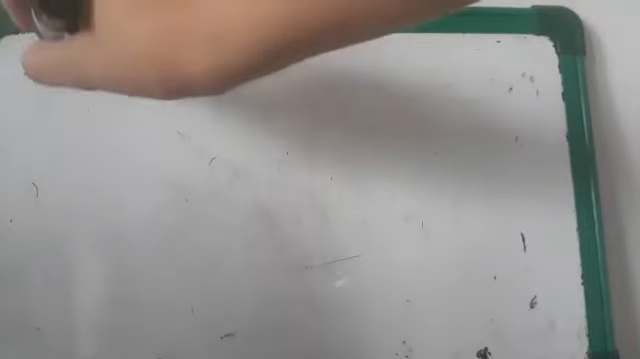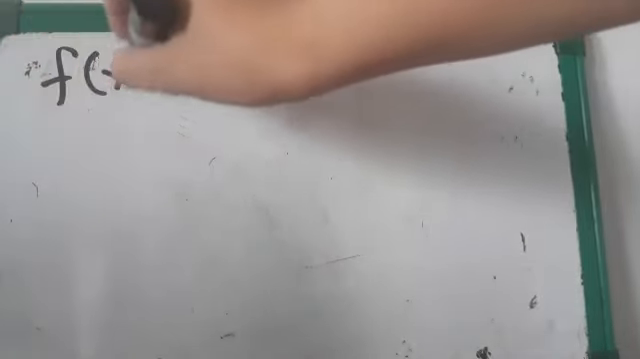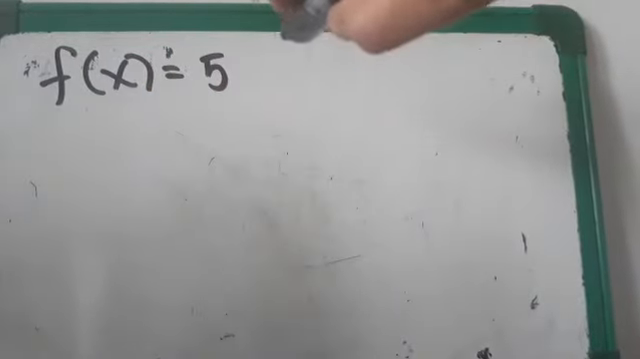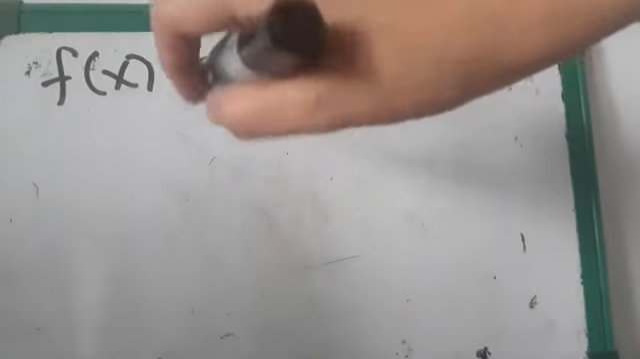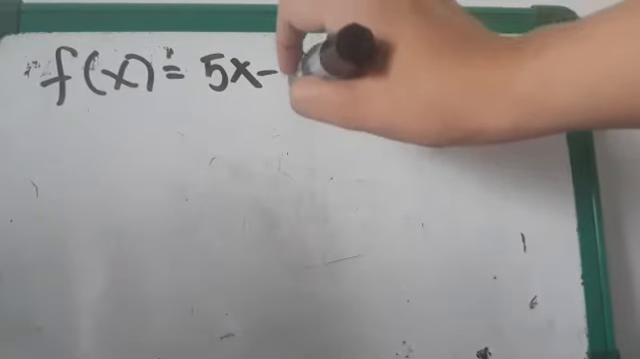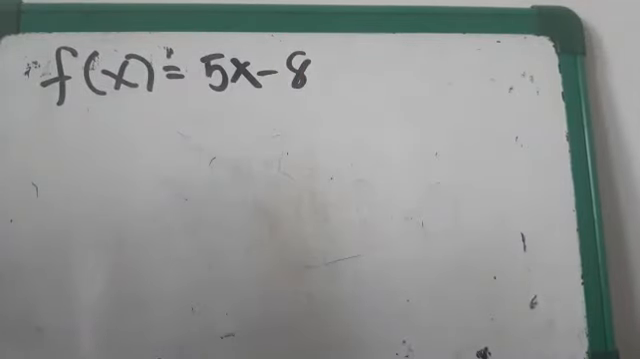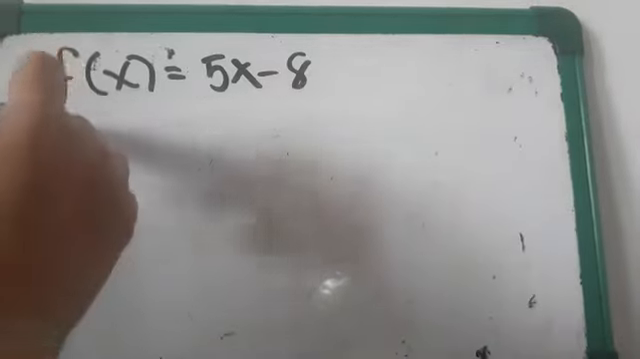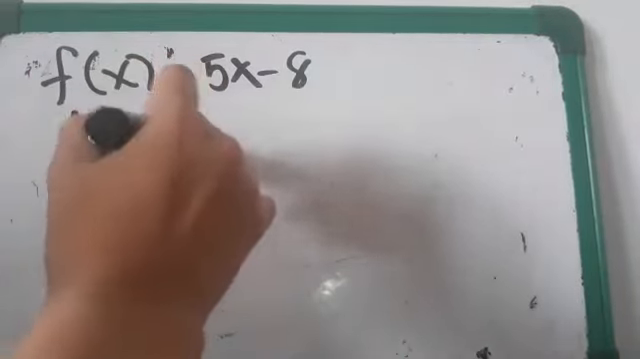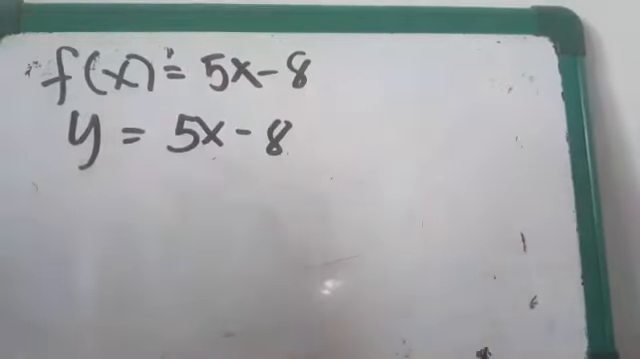Number 15. Find the inverse function of x given that f of x is equal to 5x minus 8. Okay. 1-to-1 function lang yan. So, paano natin makukuha? Again, our first step is to replace the f of x with y para mas madali. That's step number 1. Step 2, interchange the x and the y's.